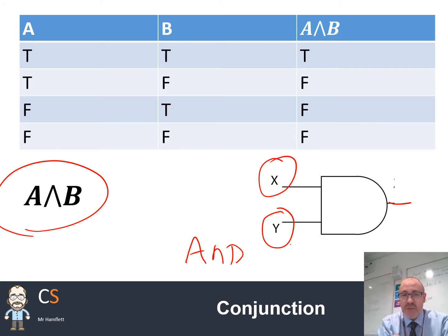When you have this as well, both inputs must be true in order for the output to be true. So as you can see here on this line, the A is true, B is true, so A and B is also true. But if any of them are false, so these two lines here, one of the inputs is false, then the output is also going to be false. And if both the inputs are false, the output is definitely false.